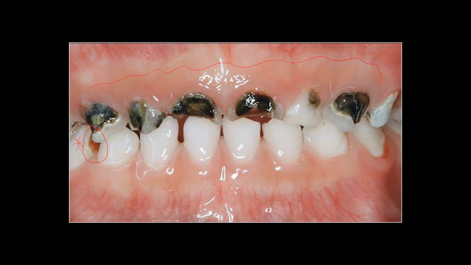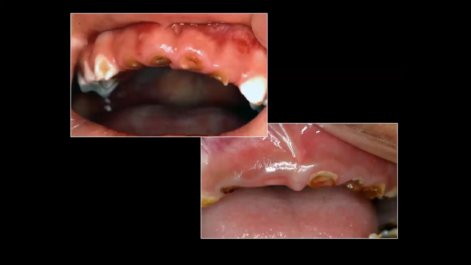And the reason why we don't see it on lowers, the tongue protects them. So when you're nursing on a bottle like that, your tongue is sitting over the lowers and it's not being constantly bathed in fluid. So that's why we see the majority of it on maxillary anteriors.